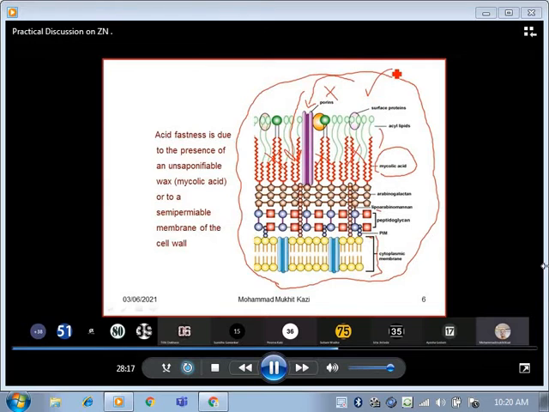That is why it is called the acid-fast stain, and that is why we heat the carbol fuchsin to enter the stain inside the protoplasm. So acid-fastness is due to the presence of an unsaponifiable wax. It is wax, and you know the property of wax, and that is because of the mycolic acid, or a semi-permeable membrane of the cell wall. This makes them more sticky, and once they become sticky, it is very difficult to penetrate the primary stain inside the protoplasm.